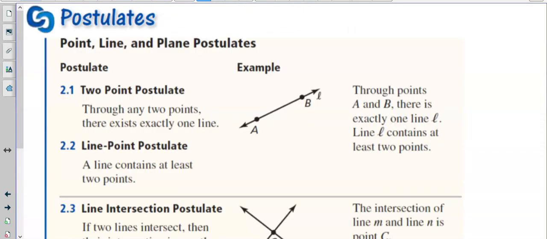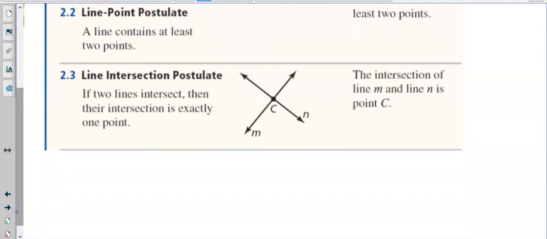Okay, so here's some stuff we're going to just use in geometry. Postulates are just things that we know to be true. So the 2-point postulates: through any 2 points, there exists exactly one line. Basically you connect any 2 points with a line. And then a line contains at least 2 points. Those two go hand in hand.